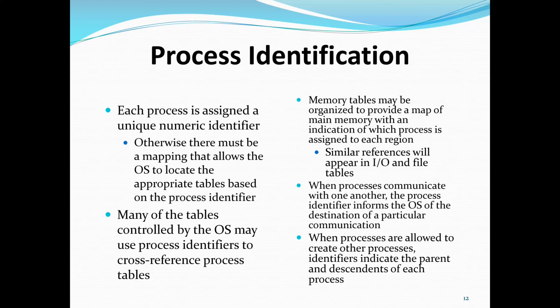When a process is allowed to create other processes, identifiers indicate the parent and also the descendants of each process. In addition to these process identifiers, the process also may assign a user identifier that indicates the user responsible for the job. So again, when processes are allowed to create other processes, identifiers indicate the parent and also the descendants of each process.